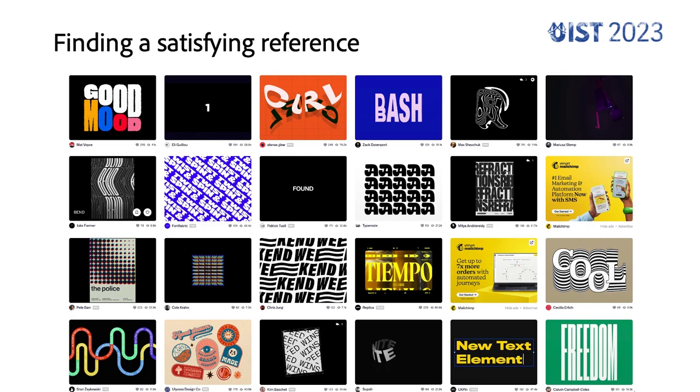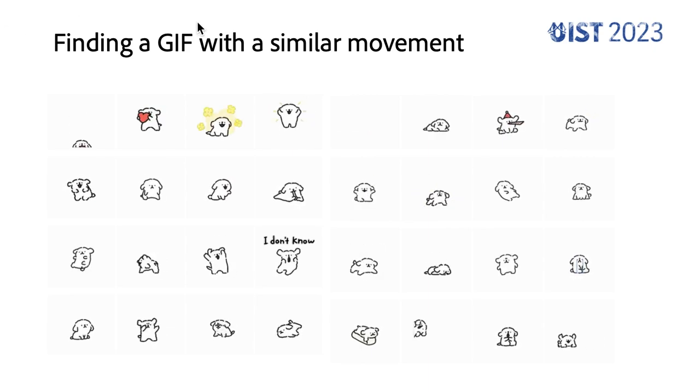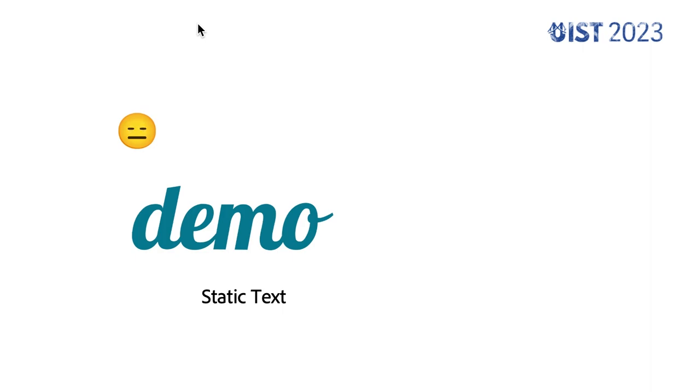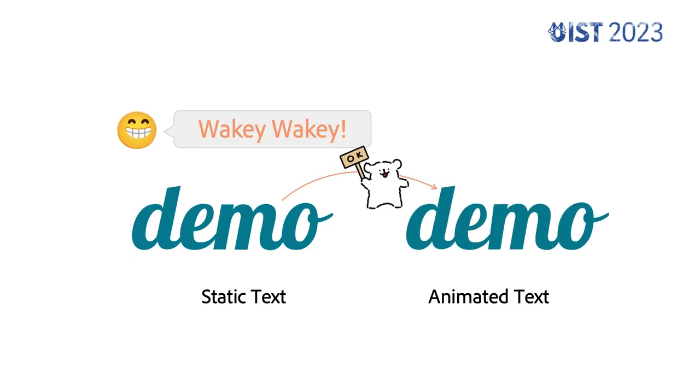On the contrary, it is relatively easy to find a meme GIF or sticker with motion matching the intended vibe. So intuitively, this work explores a way to animate text in a similar manner to an anchor GIF, so that the intended semantics or emotion can be expressed.